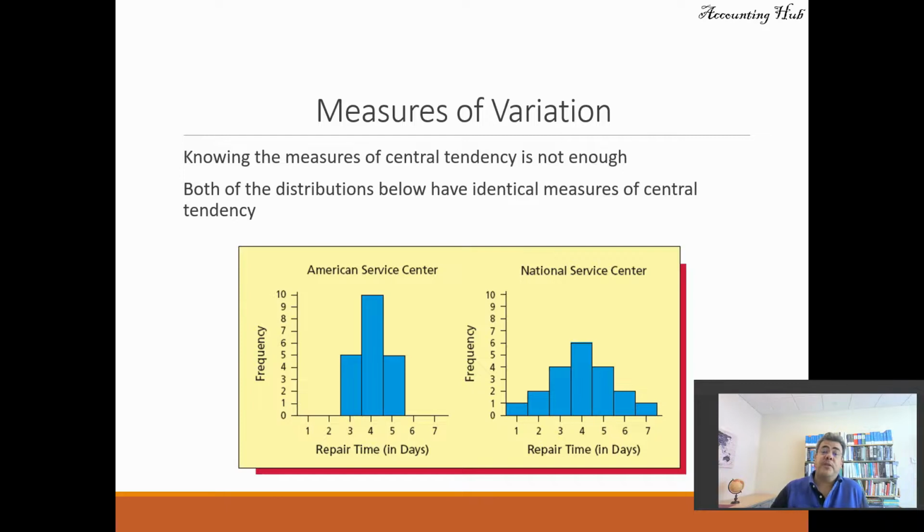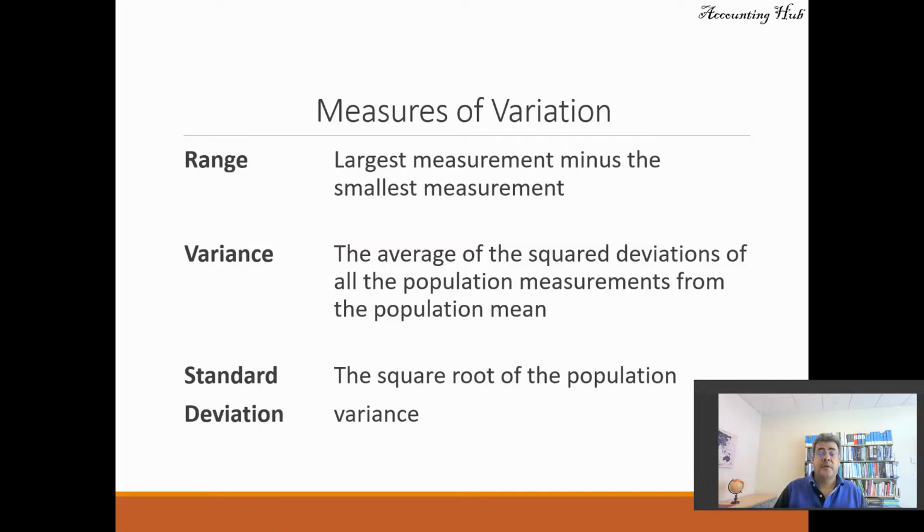Both of the distributions below have identical measures of central tendency. However, the dispersion on the second one is much larger than the first one. On the first one, the number 4 repairing days is much higher than the other ones, and here they are split more. How do we see that? With three measures: range, variance, and standard deviation.